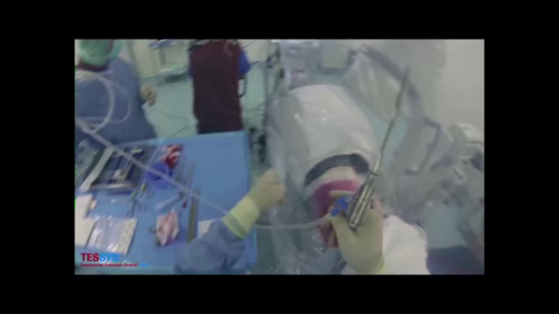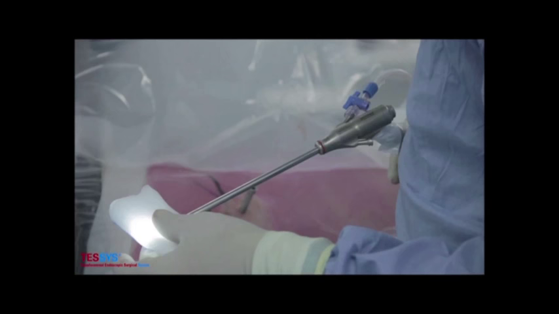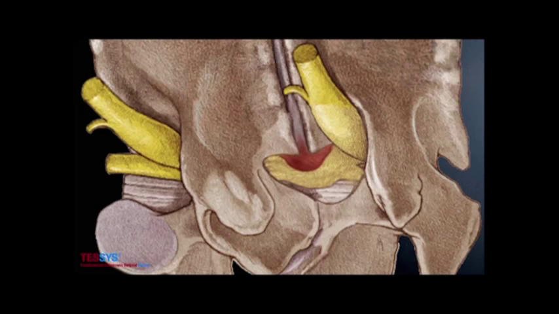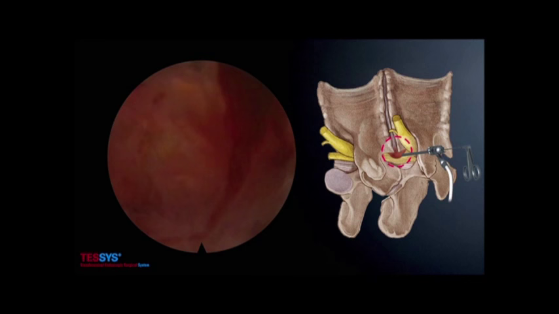The preparation of the foraminoscope and pump can be done now, including white balance of the scope and leveling of the pump. We see an overview of the foramen. The head is on the right side, the legs on the left. The disc and disc protrusion is in the direction at 12 o'clock and the superior articular process is in the direction of 6 o'clock.